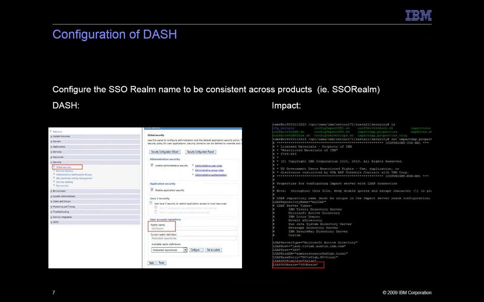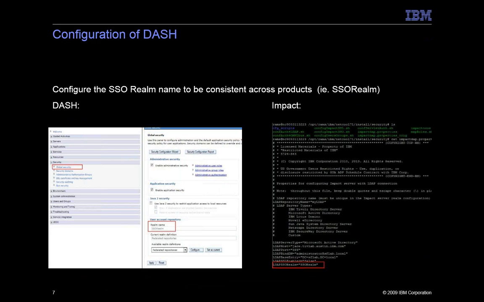Once I enter my configuration, the first thing I do is go under security. I click on the global link. Now, here it comes. The SSO Realm needs to be consistent on both products. Remember, I mentioned this before in one of my requirements. What I'm showing you is, on the left panel is my Dash, and on the right is my Impact.